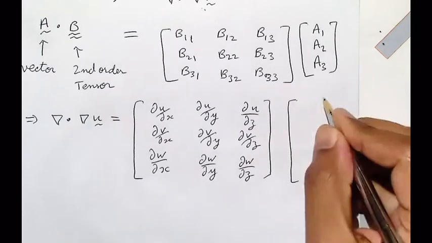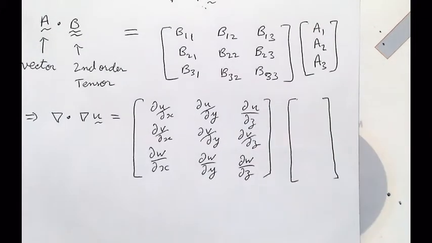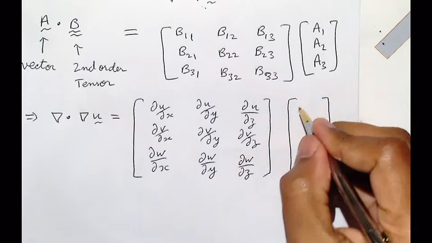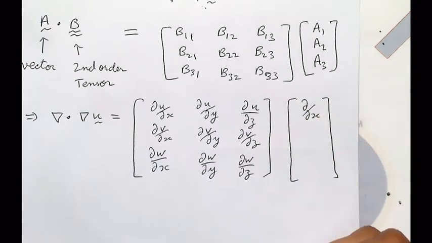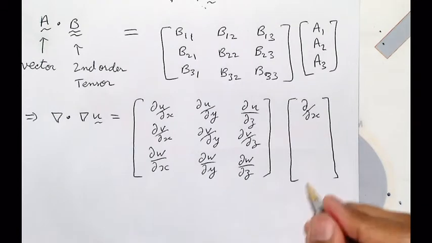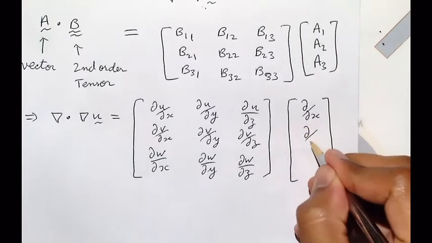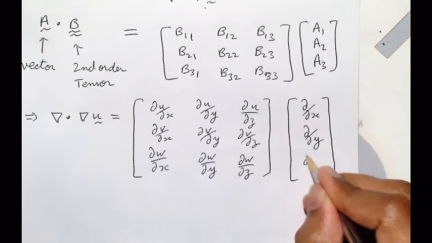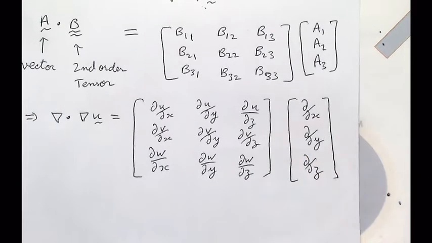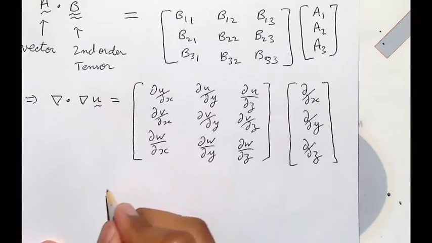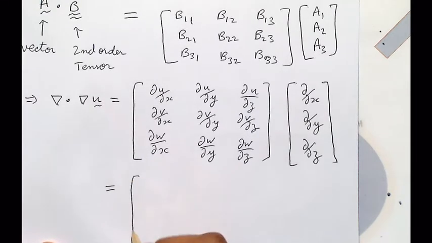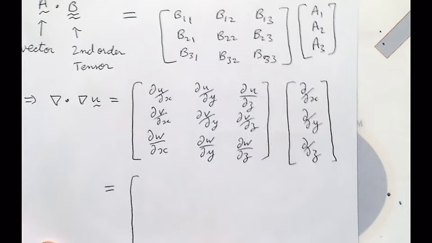And what goes in here? Del over del x, del over del y, del over del z. Everything good? All right, and now we know we just have to take a matrix vector product. Let's see, so what does it become? Somebody else, tell me.